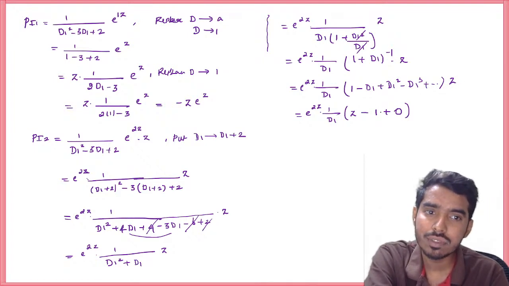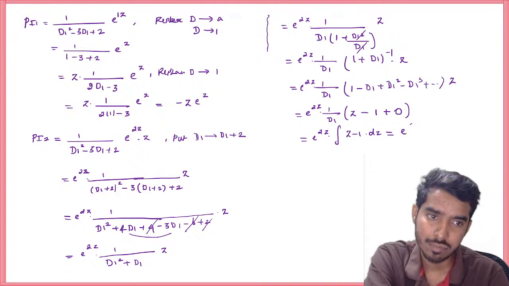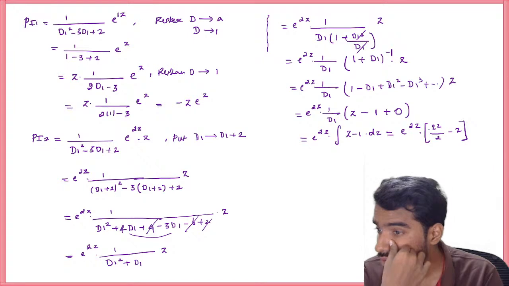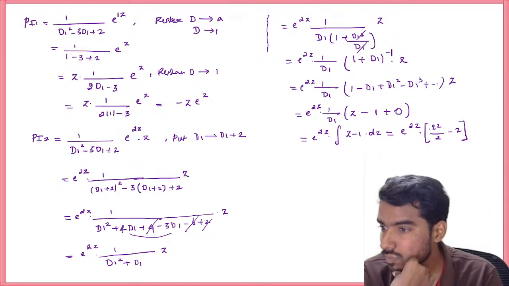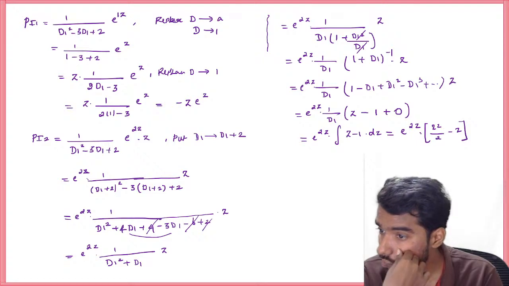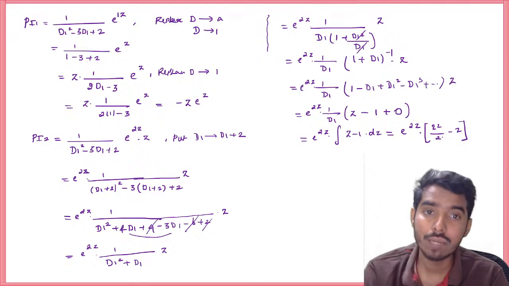So 1 by D1 means you have to integrate this. So integration of z minus 1 dz. This will be e power 2z into z square by 2 minus z, right? Z square by 2 minus z. This is your PI2, right? e power 2z into z square by 2 minus z.